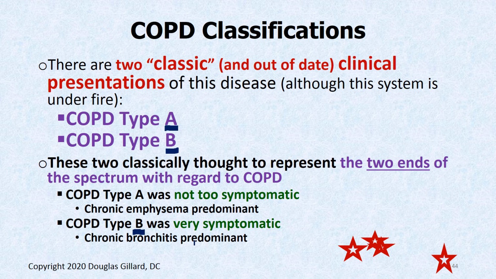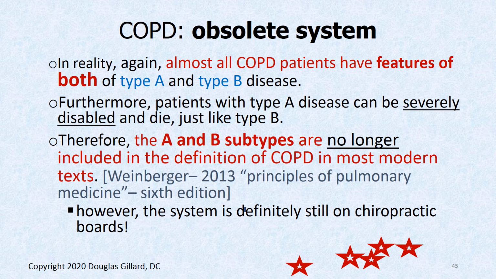But this is not true. People die from emphysema all the time, so I don't know how this is. Don't get me started. But I have to teach this to you. Again, it's an obsolete system. People have mixtures of A and B, so you can't separate these two things.